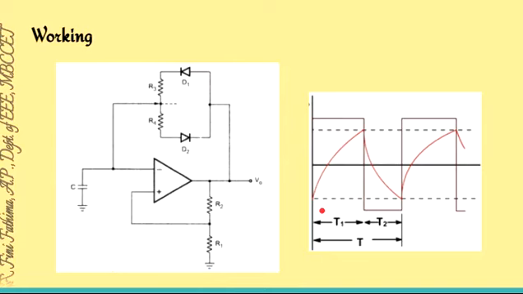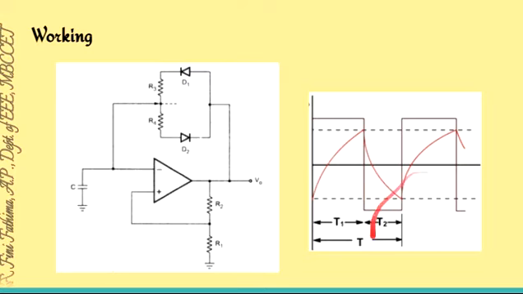We know that when the op amp output is in positive saturation, or the output is plus Vsat, then the diode D1 and resistor R3 conduct. If you don't understand how this diode D1 and R3 conduct, please go back to the last video and see how it works. I have explained the working there.